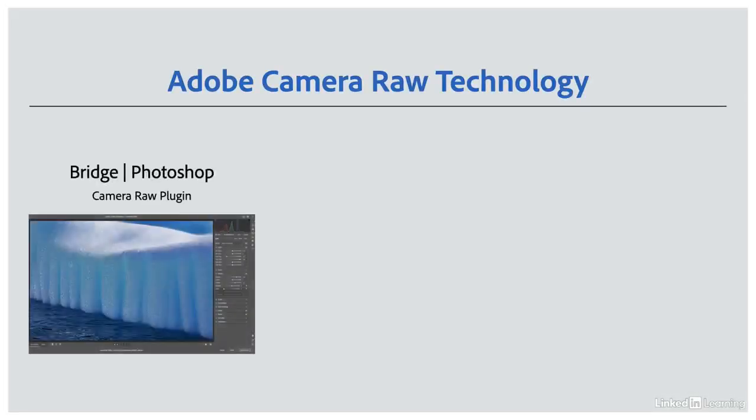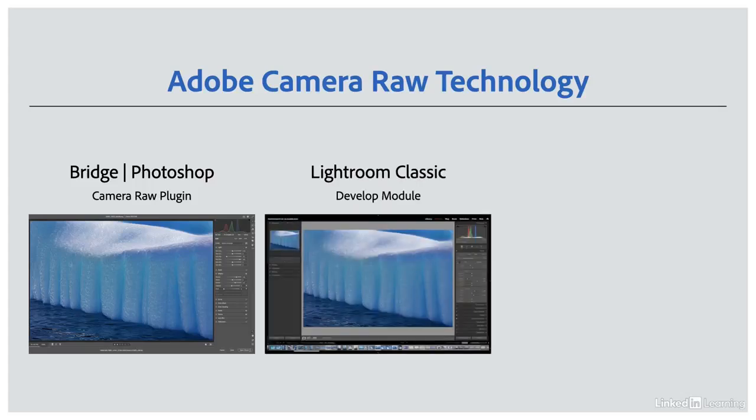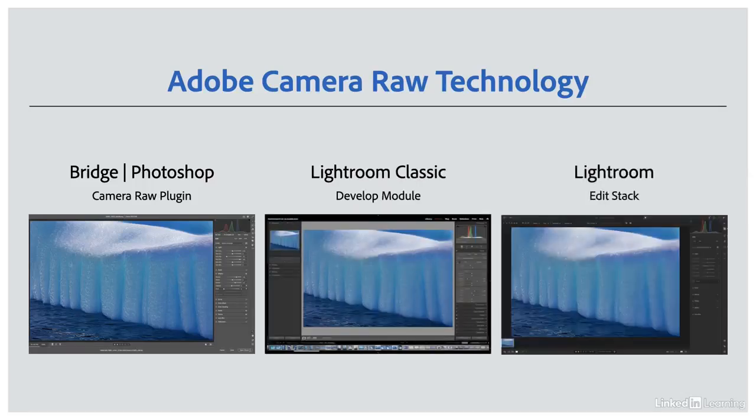Now, fortunately, the Camera Raw technology is found not only in Camera Raw, but also in Lightroom Classic, in the Develop module, and in Lightroom's Edit stack. In fact, it's also available in Lightroom on mobile and web. It's just that the tools and the sliders on all these different platforms are arranged a bit differently depending on the device.